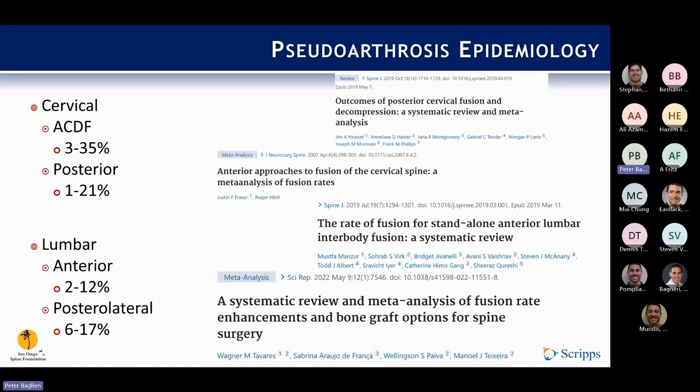Rates are incredibly variable in the literature. Depending on what paper you look at, some have almost 100% fusion rates, and some show upwards of 30 to 40% pseudoarthrosis rate. So in the cervical spine, ACDF, we see it both anteriorly and posteriorly, a little bit more on the anterior side. And it's seen in lumbar, again, anterior and posterolateral. So no matter what approach you're taking for fusion, it's definitely a problem.